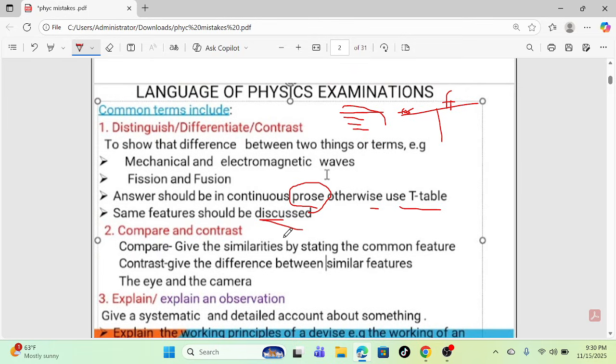Compare inamaanisha give the similarities by stating the common features. Ukisikia compare ni hivyo. Compare is strictly asking you to state the similarities. Contrast is strictly giving the differences between. You give the differences first, then you give the similar features. For example, the eye and the camera.